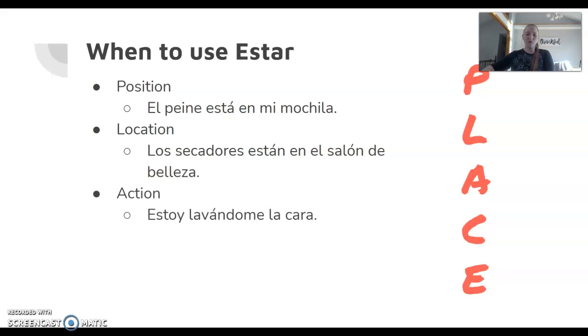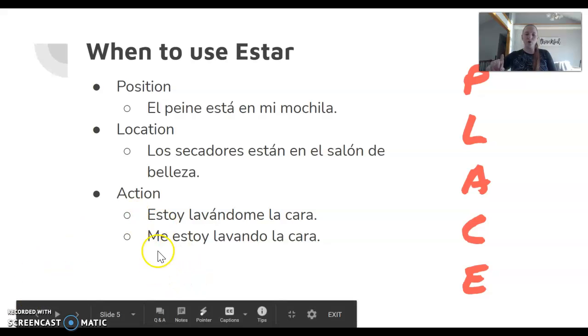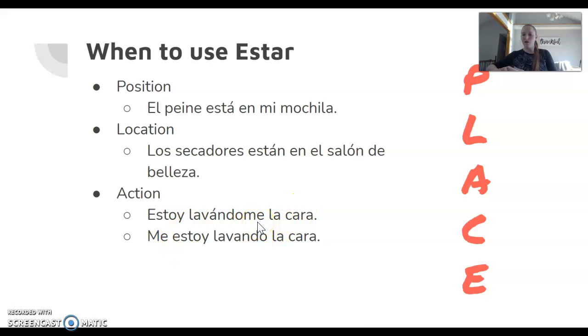Action in progress. Estoy lavándome la cara. I'm washing my face. Or we can look at it like this, me estoy lavando la cara. Whenever I have a reflexive verb and I have it in 2 pieces, like the action in progress, my reflexive pronoun can either go before the conjugated verb or I can attach it to the end of that second verb. If I do attach it to the end of the second verb, on the ando or iendo form, I have to add a written stress mark on the second to last syllable of the verb.